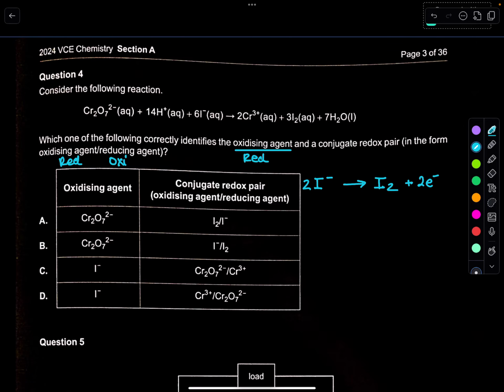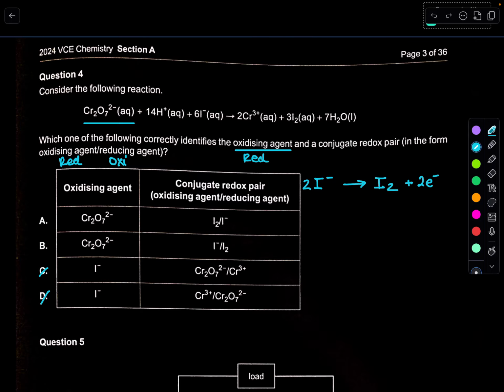All right. So we want the oxidizing agent, which is the reduction. Hence, this here has to go for reduction, because remember, if this is going for oxidation, this has to go for reduction. Hence, it's our oxidizing agent. So it's not C or D. Perfect. Now, what is our conjugate redox pair? It's just these two here.